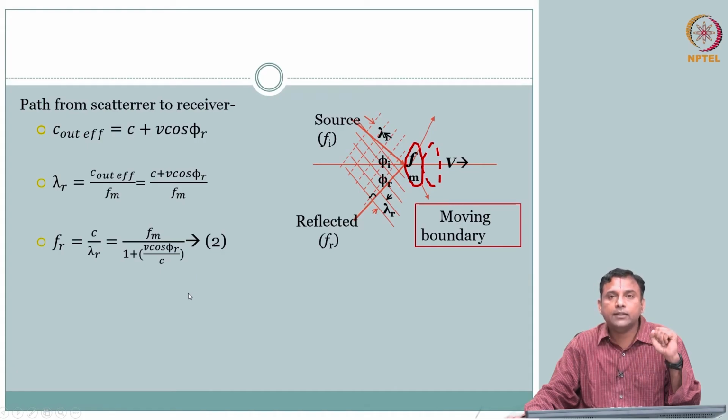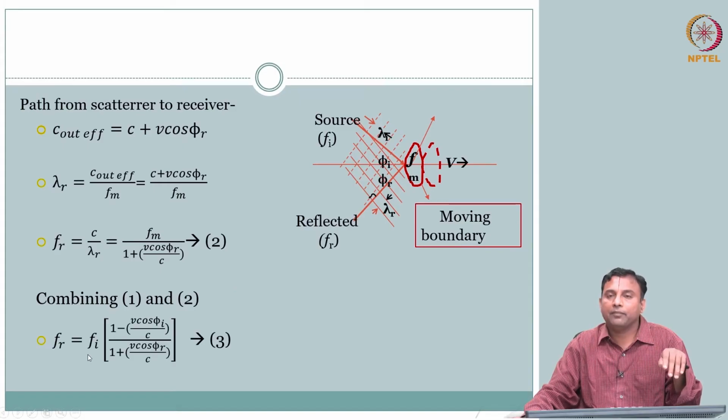So you notice that from here you can have fm is equal to fr times 1 plus v cos phi r by c. So from equation 1 and equation 2 if you combine, right, because you have fm in both, you can eliminate fm and relate fi and fr. So fr is equal to, which is our objective, right? In fact, this is not our objective. Objective is we have to get to fi minus fr, but at least we are now in terms of fi and fr. This intermediate frequency is gone.